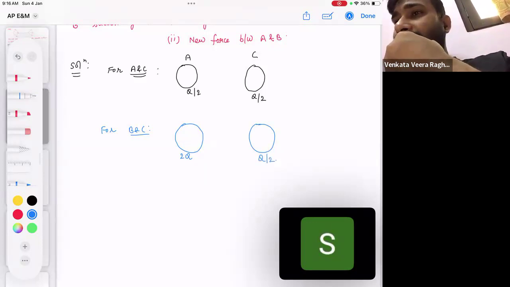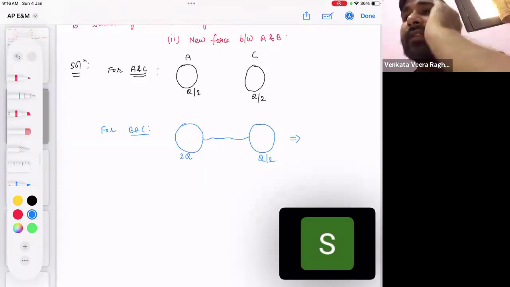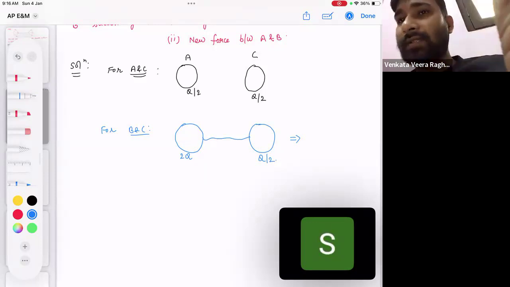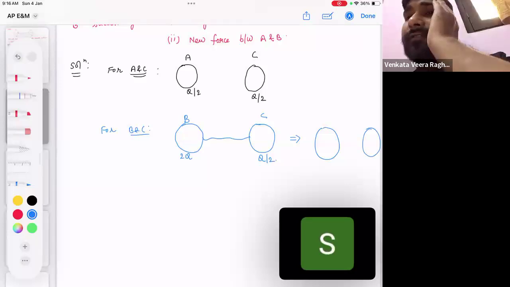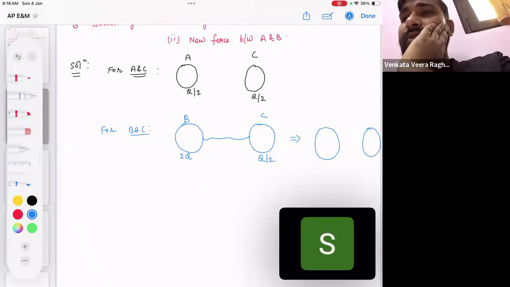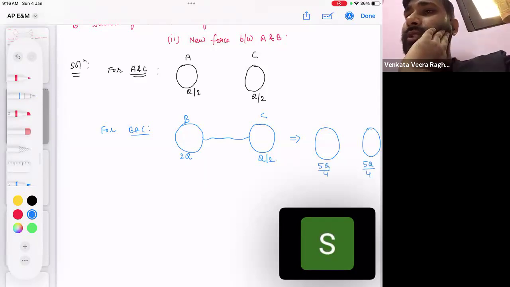Understood? And then they are brought in contact. So what will happen after equilibrium? 2Q plus Q by 2. B has this charge, C has this charge, and after they are brought in contact, what is the final charge on B and C? So 2Q plus Q by 2, half, right? So 2Q plus Q by 2 means 5Q by 2. So B will have 5Q by 4 and C will also have 5Q by 4 charge.